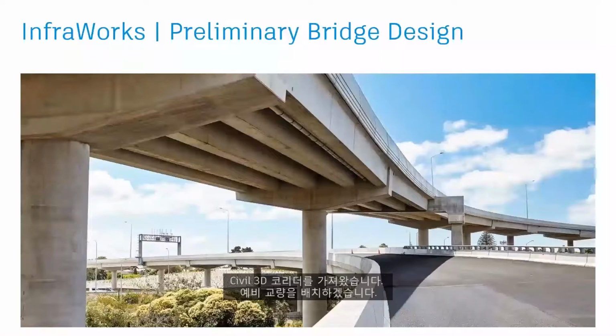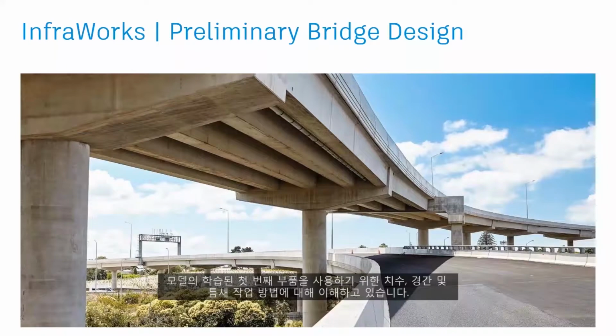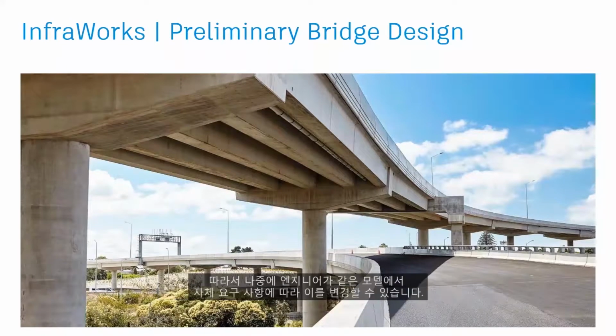So we've imported our Civil 3D corridor. Let's place a preliminary bridge. I'm not a bridge designer by any means, but I certainly understand enough about how dimensions, spans, and clearances work to take an educated first pass at the model, so an engineer can come back later into the same model and change it based upon their own requirements.